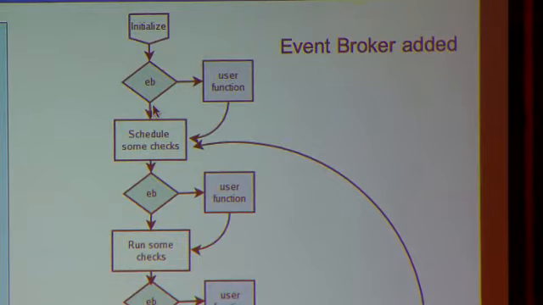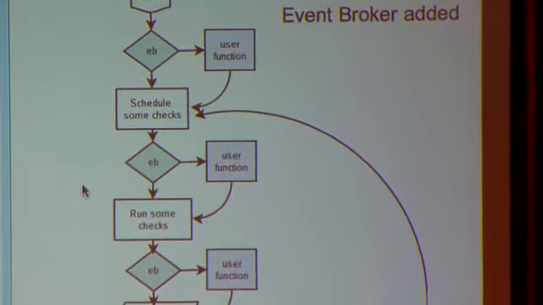And it's going to say, hey, do I have any user functions that I need to call before I schedule these checks? And if there are any, then it will call those. And then maybe the user functions will return back to the event broker and Nagios can move on with scheduling those checks. Or maybe the user function will preempt the scheduling of those checks and schedule it himself. And then Nagios pretty much just gives up at that point and goes to the next part of its runtime, the next part of its event loop.